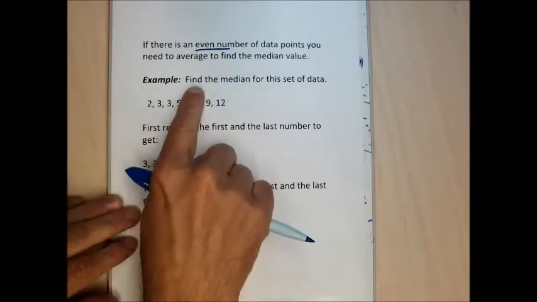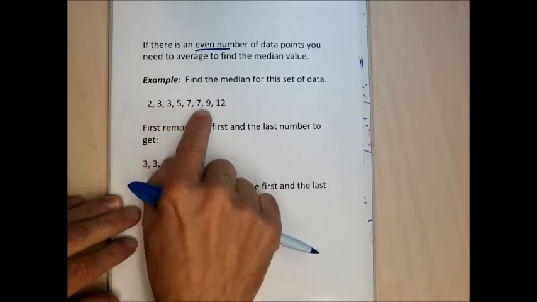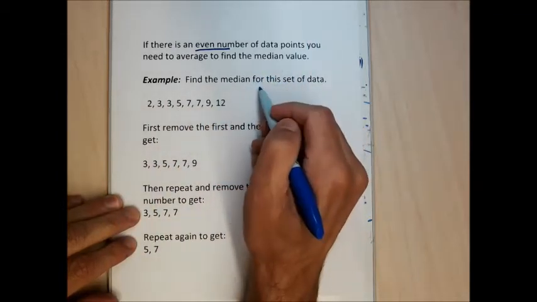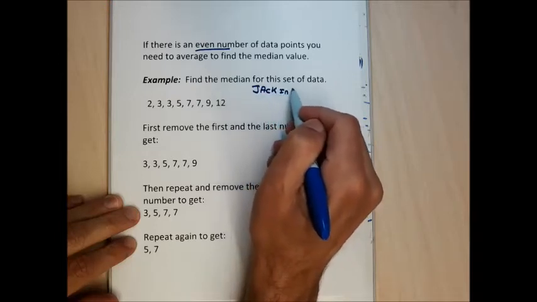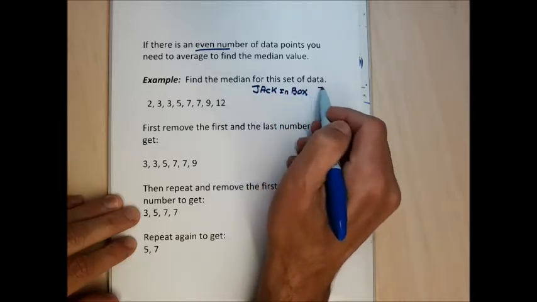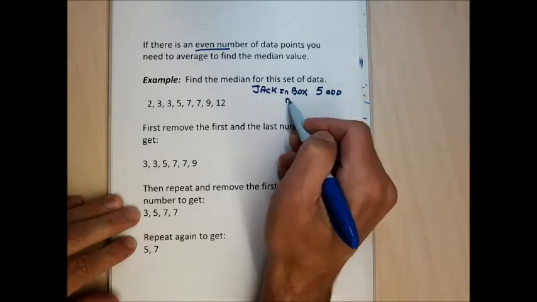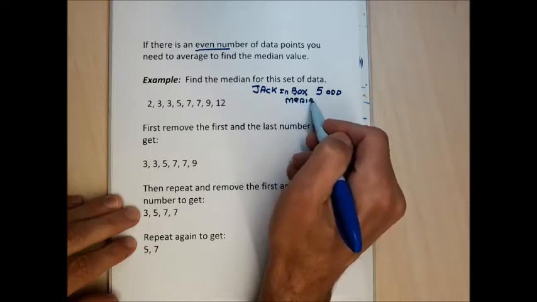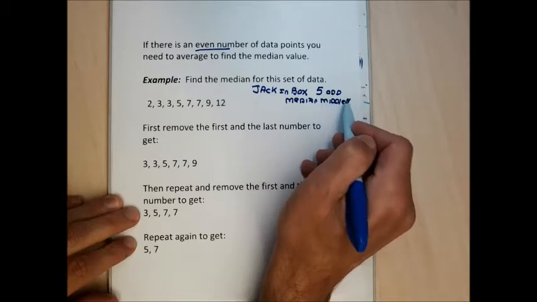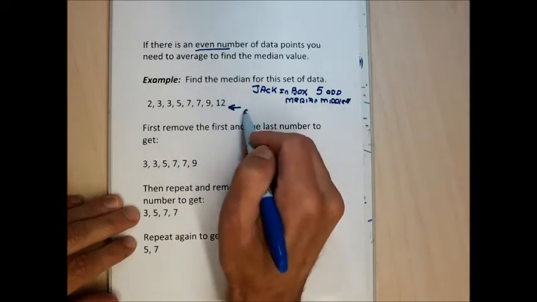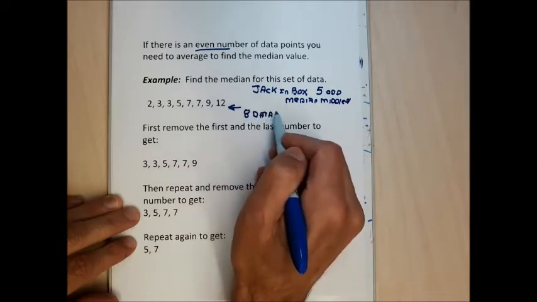So here's an example of that. Find the median for this set of data, and there's 1, 2, 3, 4, 5, 6, 7, 8 data points. So in the Jack-in-the-Box example, there were 5 data points, which is an odd number. Then the median will just be the middle number. In this example, there are 8 data points, and 8 is an even number.